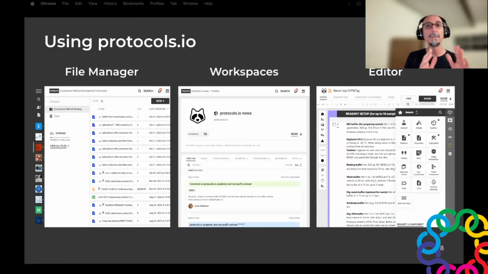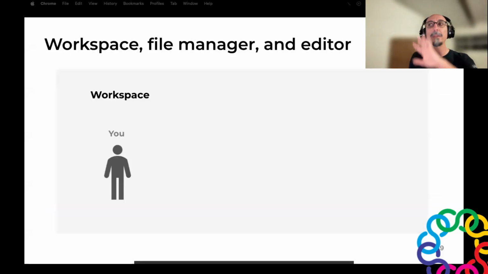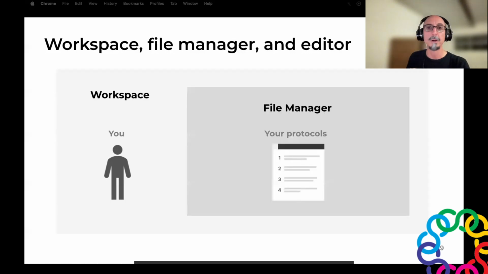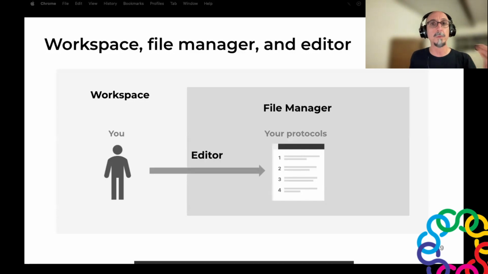So the platform has three main sections: the workspaces, the file manager, and the editor. I will explain in the next few slides how they relate to each other by using a simple cartoon. The workspace is where everything happens. It is from this space that you create protocols, organize your work, and collaborate with others. The workspace has a folder that is organized by the file manager, and in the file manager, you can use the editor to create protocols. During my explanation of what each of these sections does, I will be moving back and forth between them.